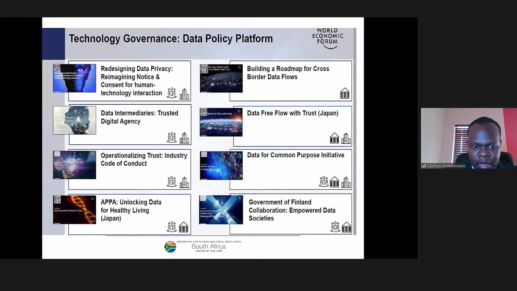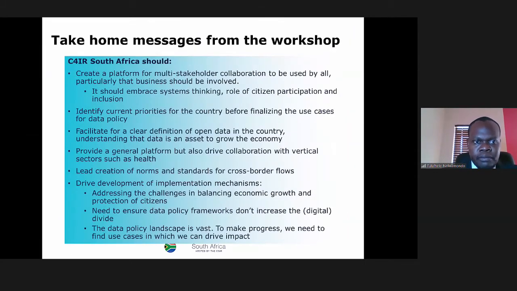C4IR network. I'm not going to go through the details of this. I think the colleagues from the World Economic Forum can talk more into this. But there's a whole lot of aspects that are taking place that talk to the very same point. So a key take-home message, in short, can be summarized as, for South Africa to go forward, we want to create a platform for multi-stakeholder collaboration to be used by all.